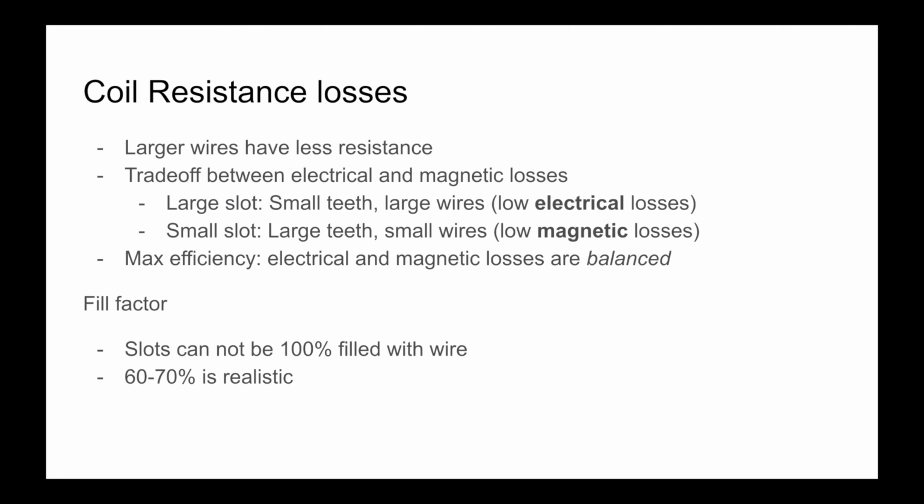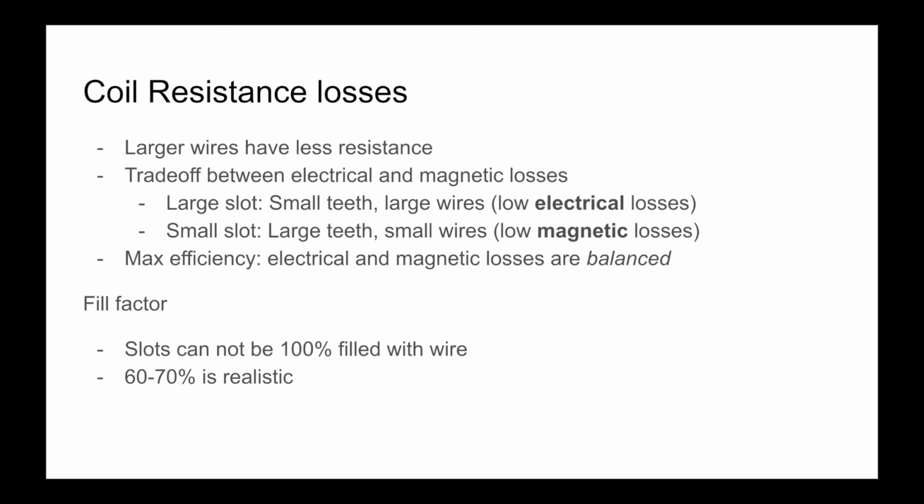Naturally, the wires of the coils have resistance, which dissipates heat as the current flows through. A good solution is to use bigger wires. However, there's an important design decision to be made here. In order to fit bigger wires, the slots of the stator must be larger. This decreases the size of the teeth, increasing the magnetic core losses. It turns out that the maximum efficiency is achieved when the electrical and magnetic losses are as close to balance as possible, while still avoiding magnetic saturation in the stator.